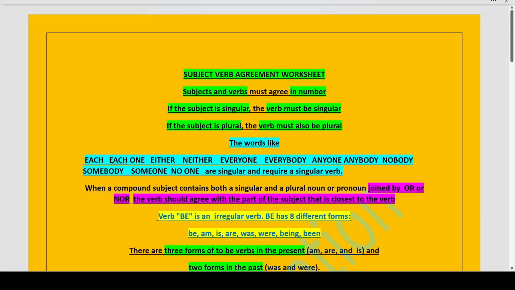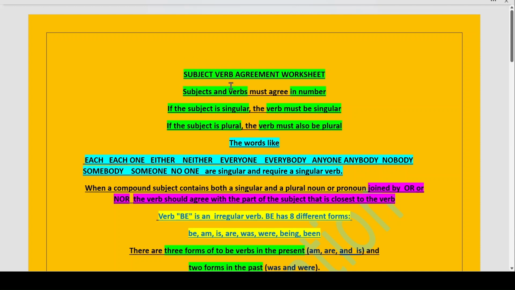Hello, dear students. Let us do a worksheet on subject verb agreement. Now, what do you understand by subject verb agreement? Before going to subject verb agreement, let us understand what is a subject and what is a verb.